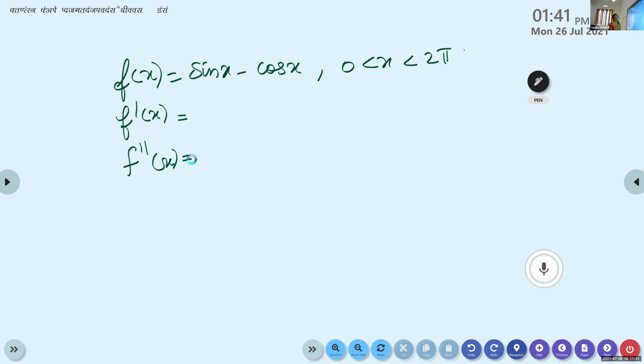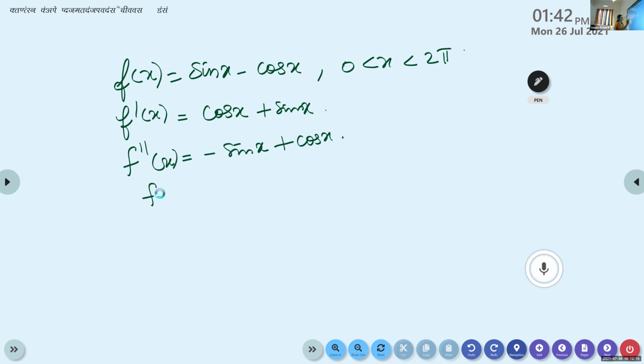What about the first order derivative? What is the first order derivative, Srihari? Cos x plus sin x. Now what is f double dash of x? Michael, what is f double dash of x? Minus sin x plus cos x. Very good.